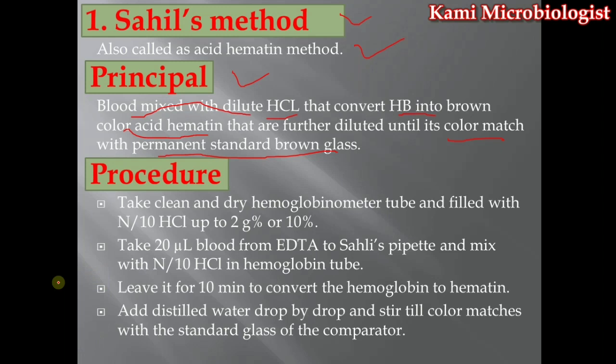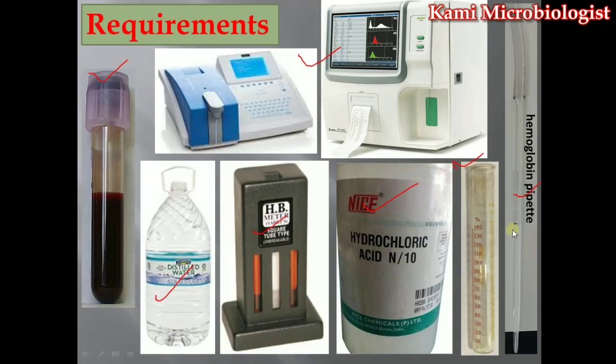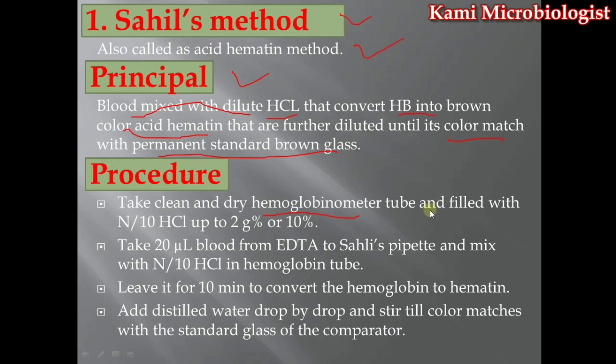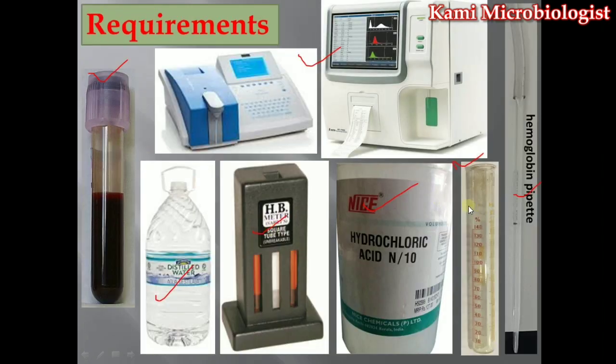First of all, we have to take the blood in an EDTA tube. Once the blood is taken in the EDTA tube, we have to take a clean and dry hemoglobinometer tube. Now this is the hemoglobinometer tube, or hemoglobin tube. After that we will fill it with N/10 HCl up to the 2 gram mark. Let's suppose once we take this hemoglobin tube, we have to fill it up to 20. This is the 2 gram or 20.